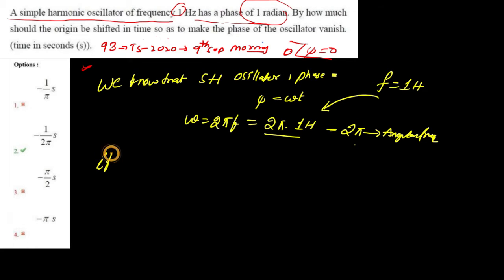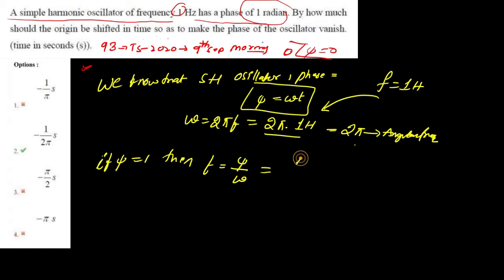Now if phi is equal to 1, then t is equal to phi upon omega from this expression. Now if I substitute the values, that is phi equals 1, and omega equals 2 pi. It means that t is equal to 1 by 2 pi.